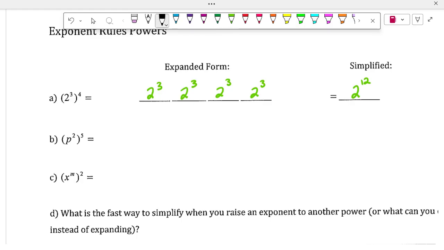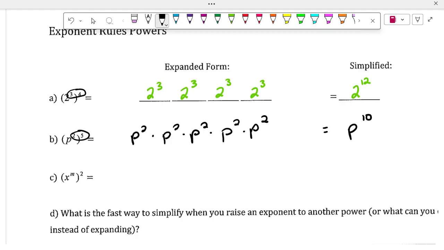All right, what about p squared to the 5th? How many p's is that? 5 p squareds. So if we add up all those 2's, p will be raised to what power? 10th. So what are you noticing? What's going on here? You're multiplying the exponents here. When we expand them, we just do product rule. All right, but in reality, all you're doing is multiplying those exponents.